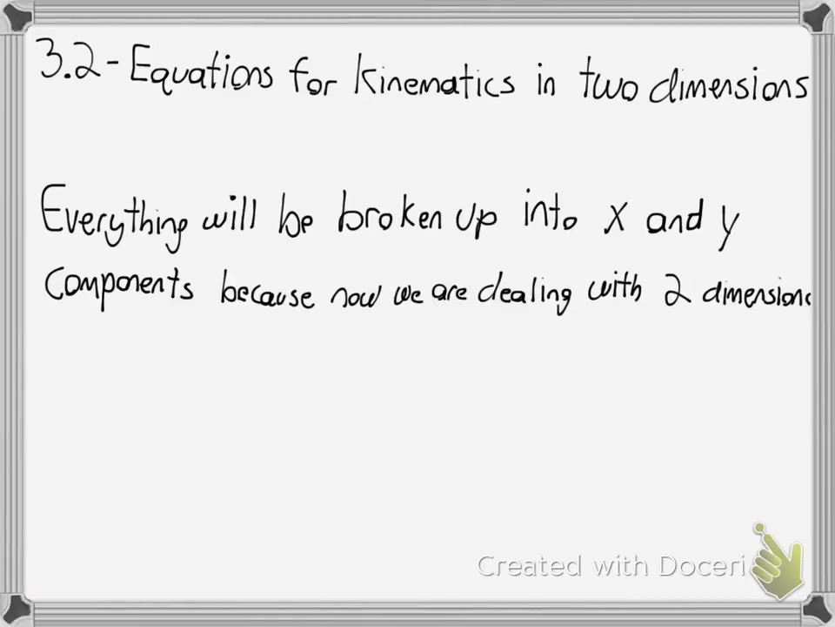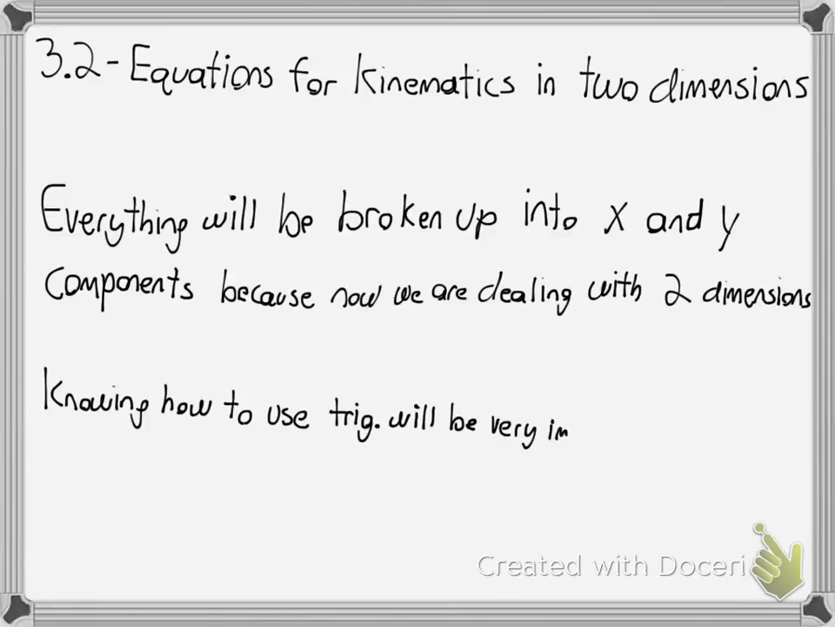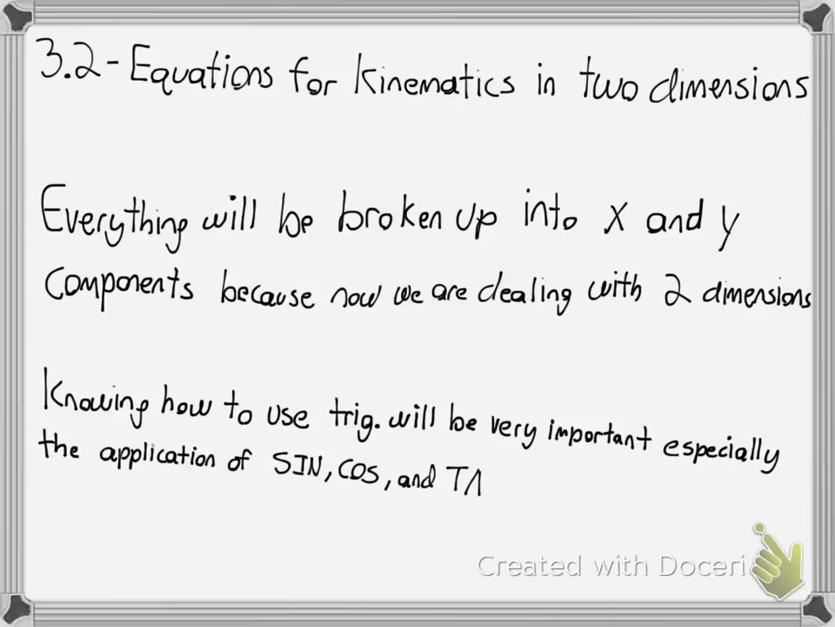Before, in Chapter 2, we were dealing with kinematics in one dimension, so we wouldn't have to take into account things moving at an angle. Things are just moving in a straight line. Also, trigonometry is going to be very important because we're going to have to use the sine, cosine, and tangent functions to solve for unknown variables. But we'll see this when we start solving problems.